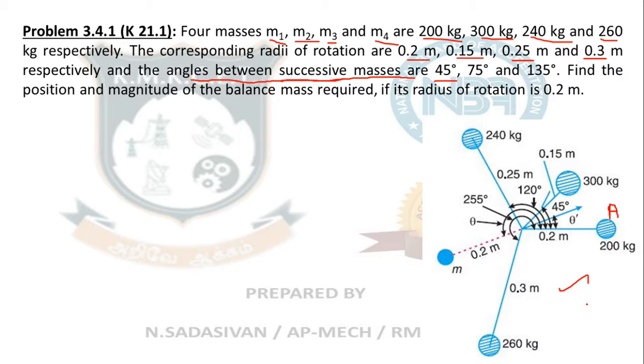Okay. So from there, 45 degrees for the first mass; from this 45-degree line, the next mass is located at 75 degrees. From there the next mass is located at 135 degrees. So that is the given data. Okay. Angles between the successive masses are 45, 75 and 135. Find the position and magnitude of the balance mass required if the radius of rotation is 0.2 for the balancing mass. Okay. This 0.2 is the radius of rotation of the balancing mass whose magnitude and direction is unknown. Okay. So with this we are going to start the problem.